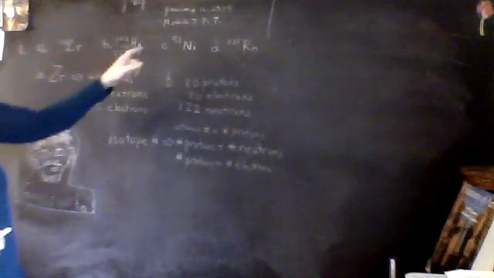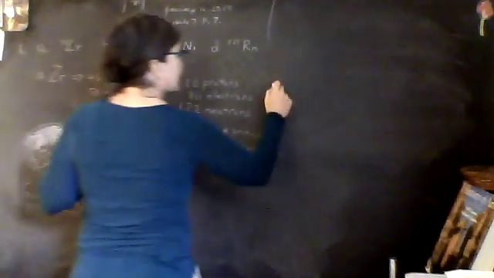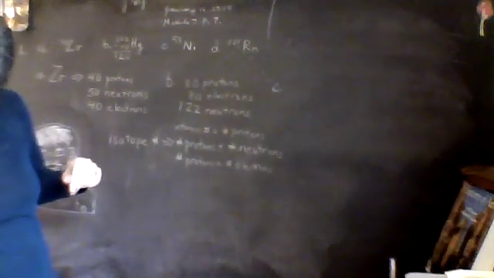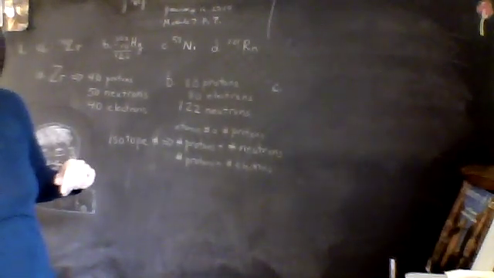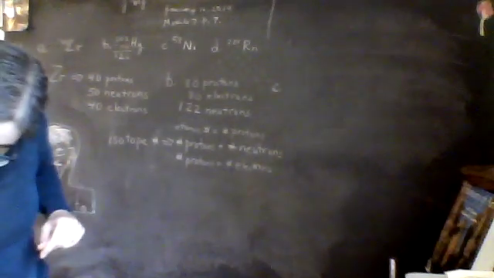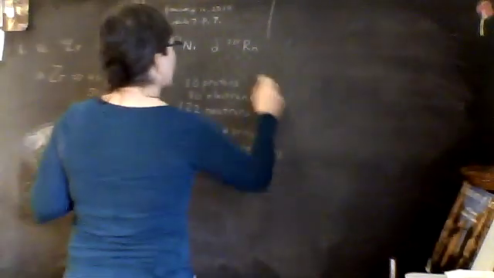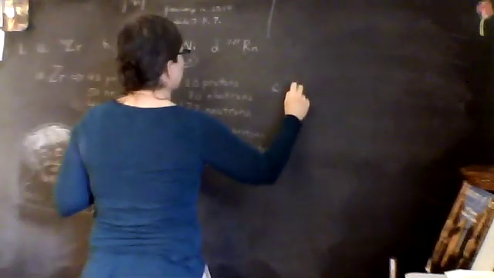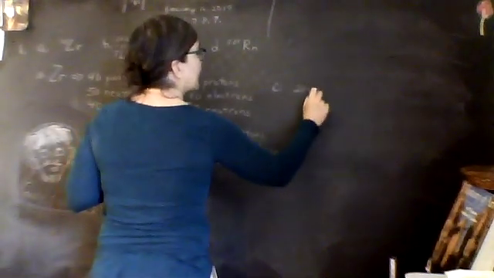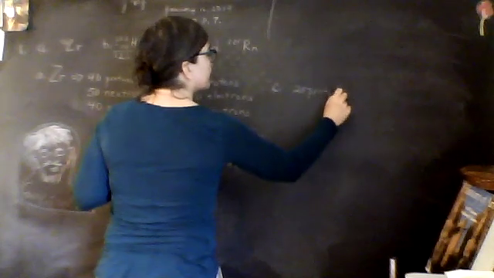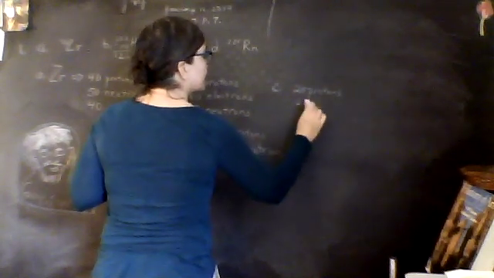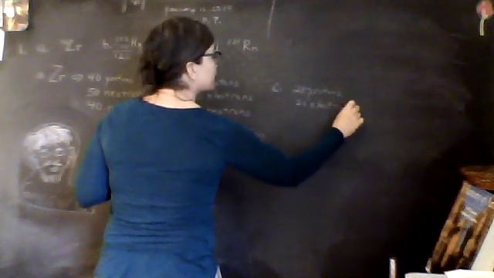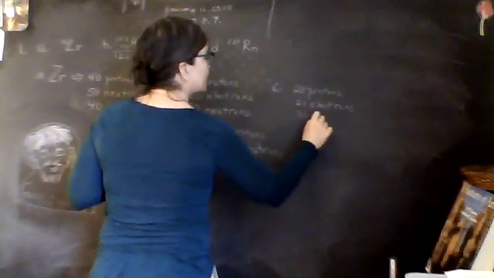Okay, so let's look at letter C, nickel, 58. Yeah, 28. So 28 is its atomic number. That tells us that there are how many protons? 28. And how many electrons? 28. And then we do a simple subtraction to get the number of neutrons, which gives us 30 neutrons.